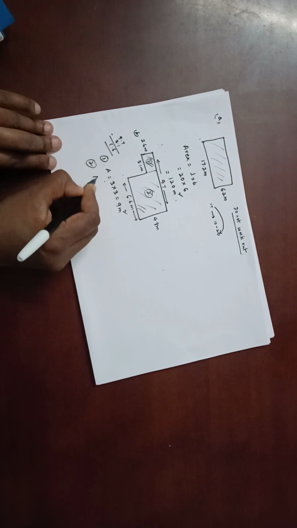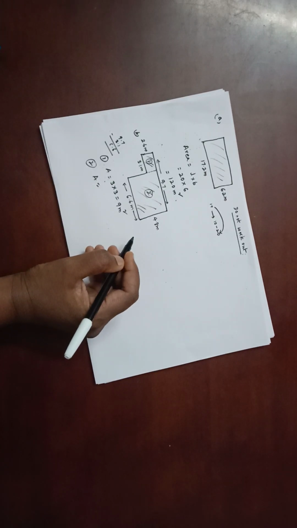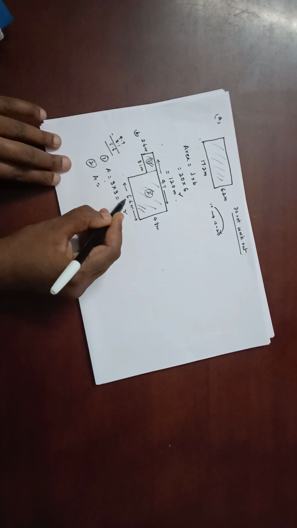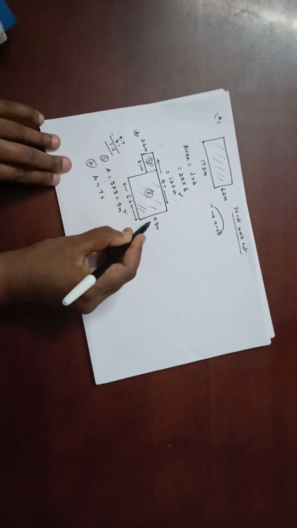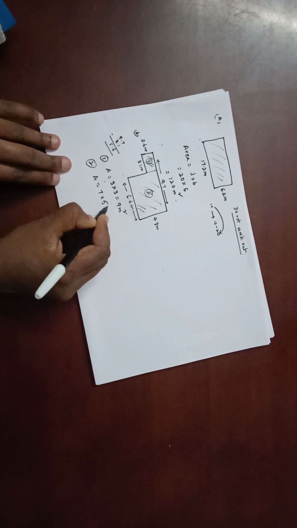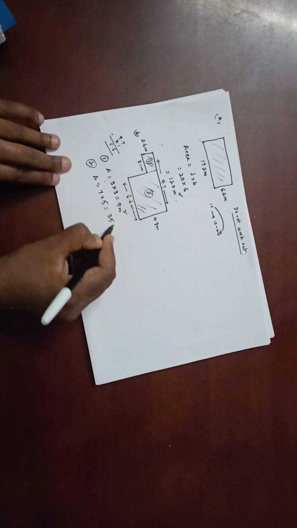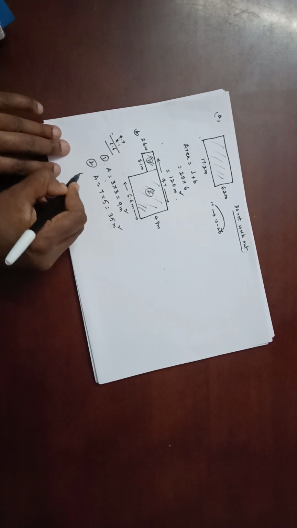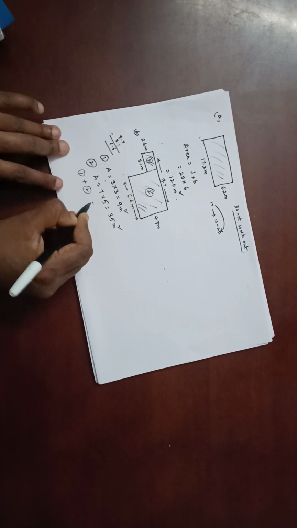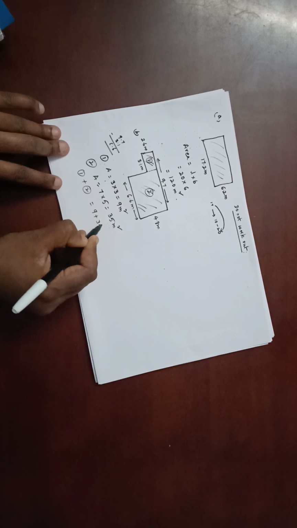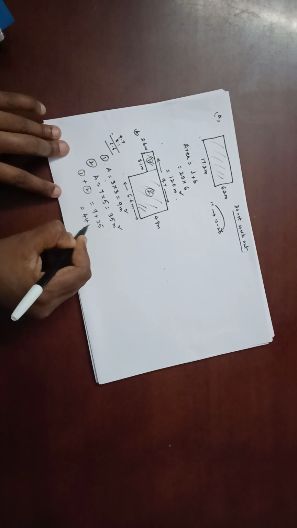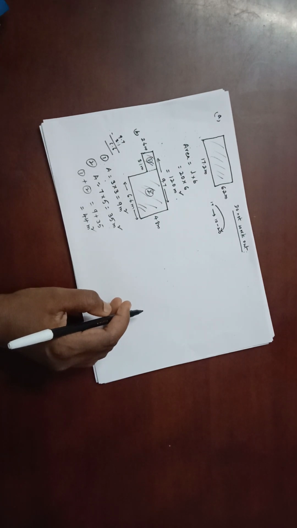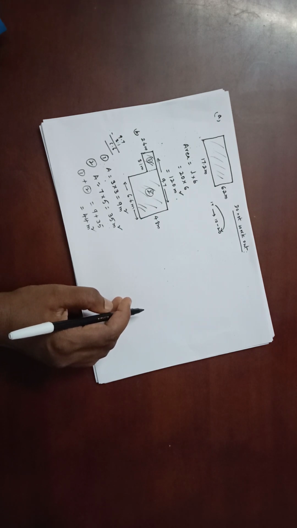Second part area, again length into breadth. What is the length? 6.6. Rounded, 6.6 is 7 and 4.8 is 5. 7 5s are 35 meters square. If you add the first and second, you will get the total shaded area. So 35 plus 9 is 44 meter square. Okay.